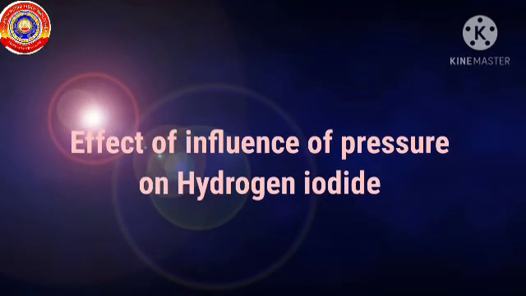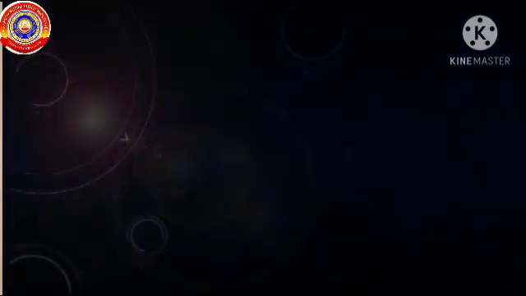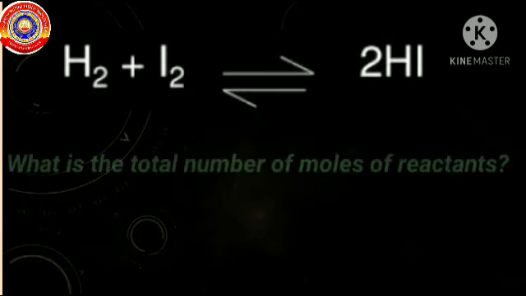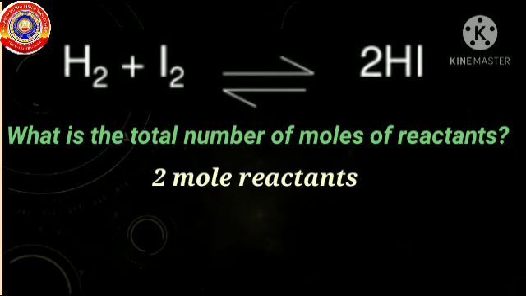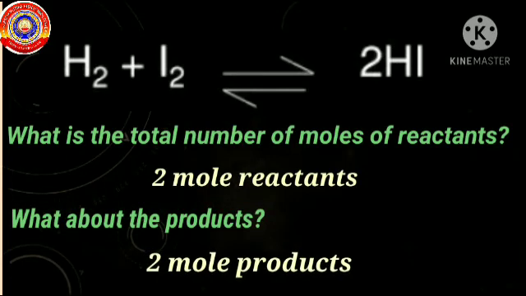Alright, now shall we analyze the influence of pressure on another gaseous system? Observe the equation of the reaction of hydrogen with iodine to form hydrogen iodide. What is the total number of moles of reactants? Of course, 2 mole reactants, right? And what about the products? Again, 2 moles of products. So, in this equation, there is no change in the number of moles of reactants and products.